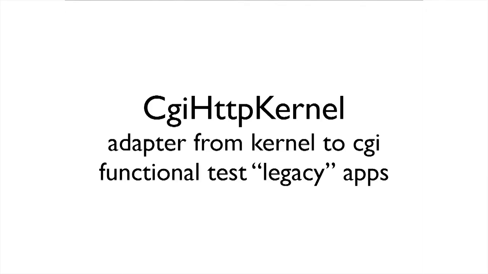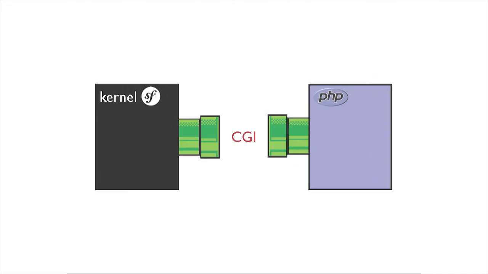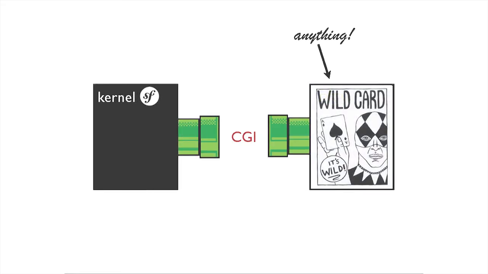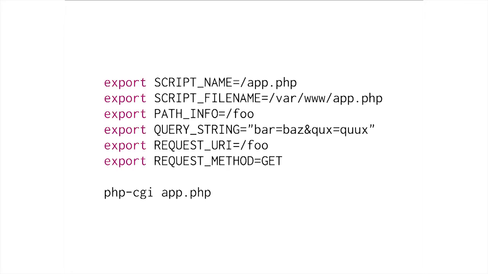And just as a proof of concept, I made this CGI HTTP kernel, which exposes the kernel interface, but actually uses CGI underlying. So this is more or less what it looks like. You interact with it as if it were an HTTP kernel, but it actually does CGI under the hood. And what I didn't quite realize at first is that this is completely agnostic. Not only can you test any PHP script, you can test anything that implements CGI. So you could use this to test your Ruby code if you wanted to. And this is more or less how you use it. So you just point it to a directory, and that's it.